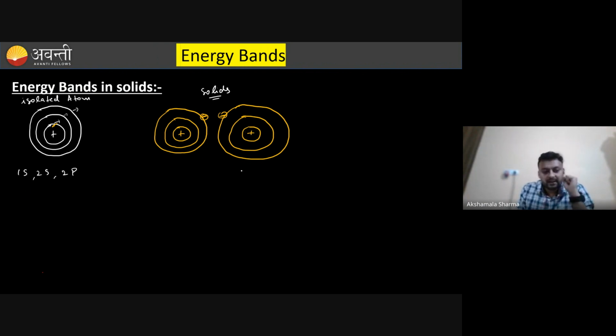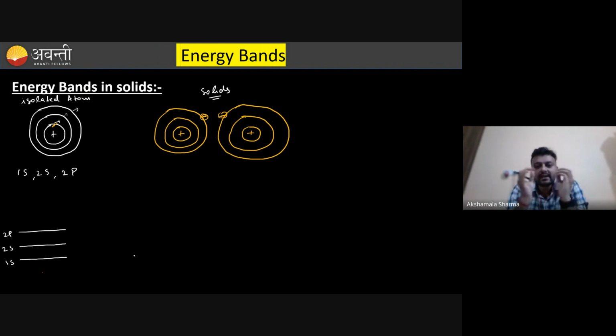For an isolated atom, there is a definite energy for 1s, a definite energy for 2s, and a definite energy for 2p. This is the energy for 1s, 2s, and 2p. Each of these shells has some definite energy, and this is a fixed value. Any particular value may depend on the atom. We can't say a particular value for that, but it will be a fixed value.